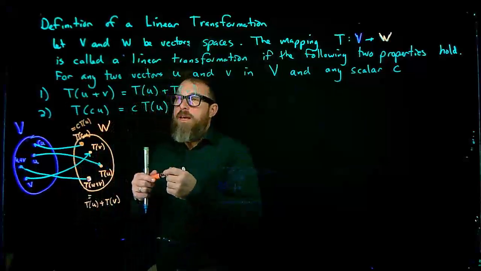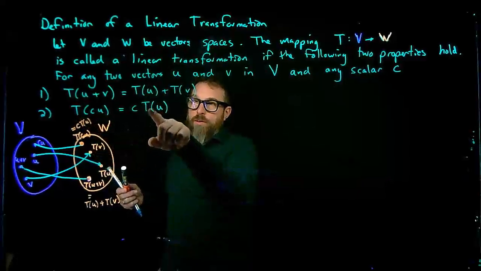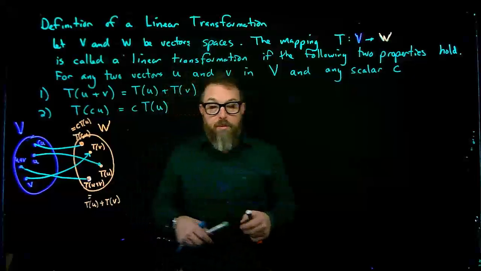So I can scalar multiply first, transform second, or transform first and scalar multiply second. It won't matter. I'll get this vector every single time, both ways.